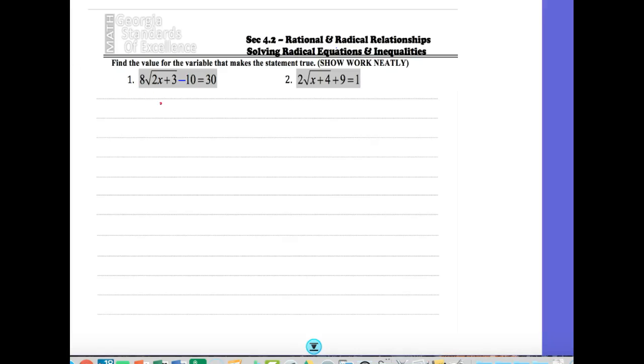Everyone, welcome to Solving Radical Equations. The goal today is going to be solving radical equations. We might get to inequalities in this unit, but we're going to solve radical equations.